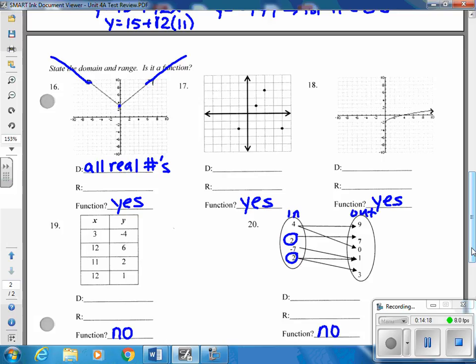So that is the lowest number it goes to. So we have a limitation on this. So we write y such that, and it's got to be all the numbers bigger than 3. So y is greater or equal to 3. And that's what your domain and range look like for number 16.